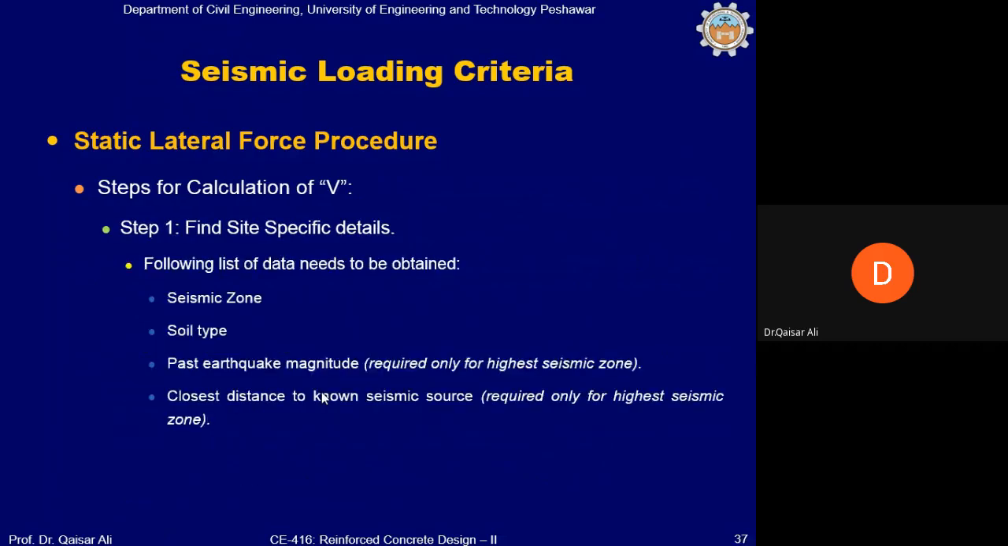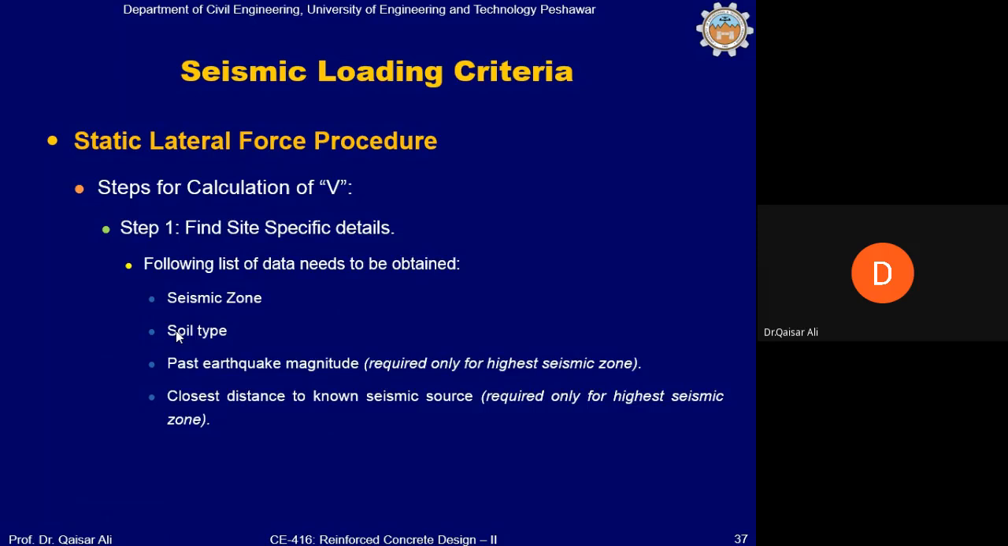So first of all, find site-specific details. Following is a list of data that need to be obtained. Seismic zone. If you know the location of your building, you can determine in which seismic zone your building is located. Then the soil type. Soil type can be determined from lab tests. Otherwise, the Building Code of Pakistan and UBC 97 also permit us to categorize soil as SD type, which you will see in the next slides, if there is no data.